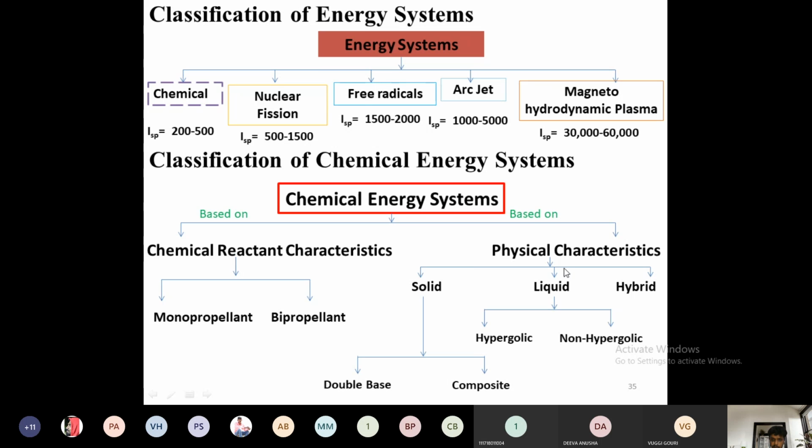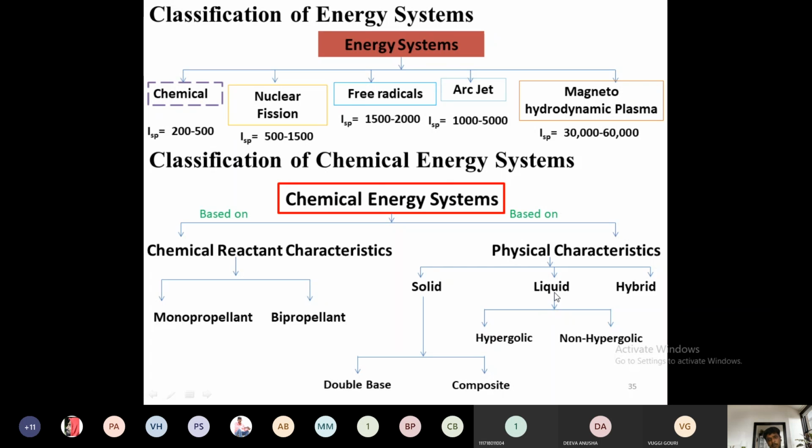The next one is the liquid fuel. Liquid fuels are further classified by their chemical characteristics. These are also classified into monopropellant and bipropellant. In the liquid form, the monopropellants are homogeneous mixtures, as defined for solid monopropellant. The same applies here. It is a homogeneous one. The examples are nitromethane or ethyl nitrate. We can consider these examples of liquid monopropellants.